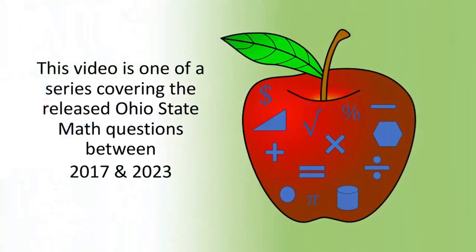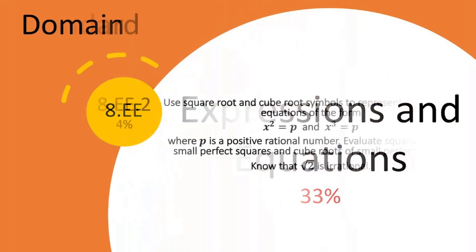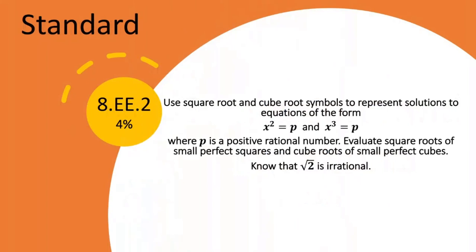This video is one of a series covering the released Ohio State math questions between 2017 and 2023. Expressions and equations make 1/3 of the test questions. Use square root and cube root symbols to represent solutions to equations of the form x squared equals p and x cubed equals p, where p is a positive rational number. Evaluate square roots of small perfect squares and cube roots of small perfect cubes. Know that the square root of 2 is irrational.